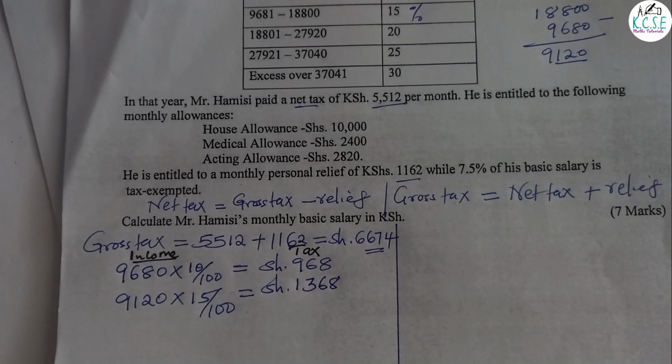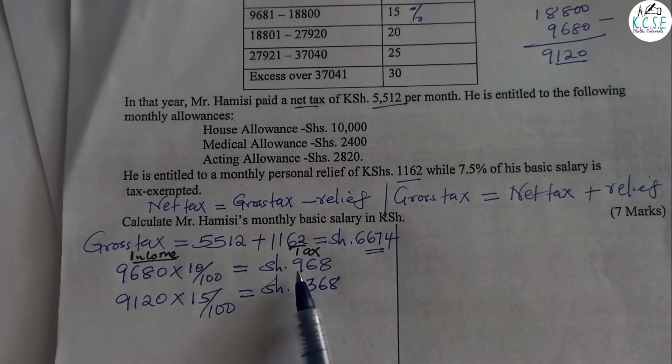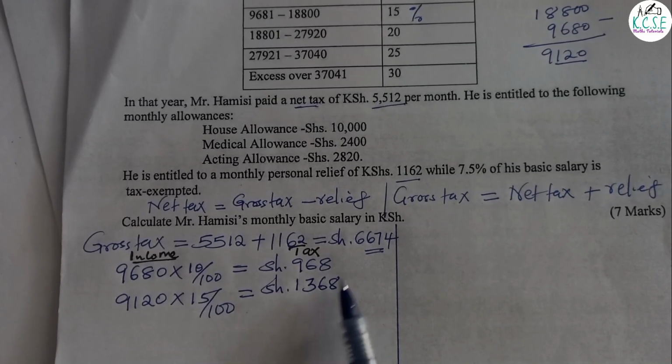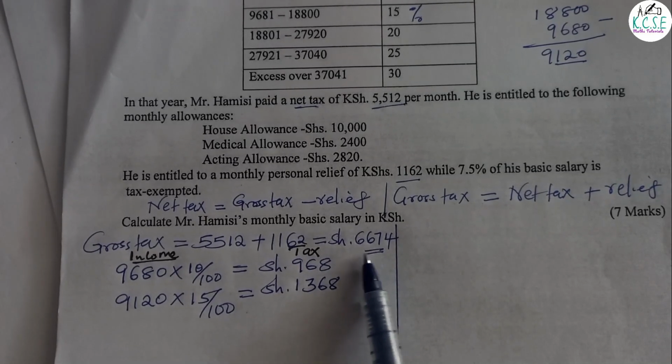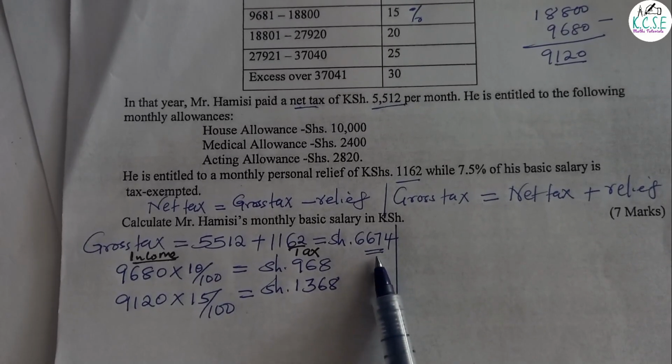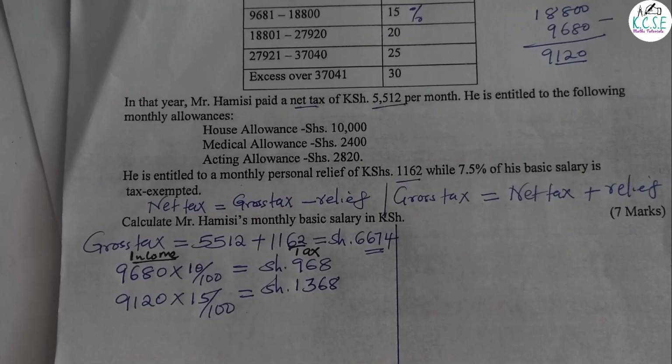So you can test and add. Now we have a tax of 968 plus 1368. Still, we're very far. When you add that, we need to go on until we get this figure, or a figure that is close to this. So we need to go to the next one.